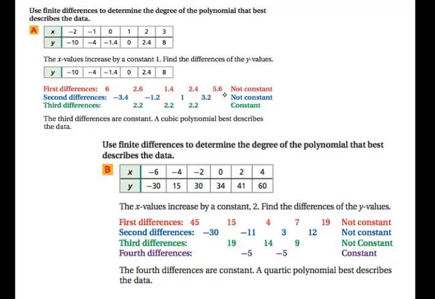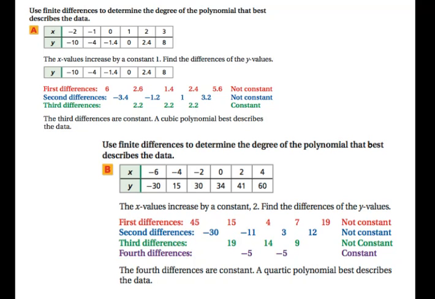So then what we do is go to the second set of differences. 5.6 minus 2.4 is 3.2. 2.6 minus 1.4 is 1. 1.4 minus 2.6 is negative 1.2, and so on. This is the second set of differences in blue, and that's relatively not constant, so it's not quadratic. So then you keep going, and you do the next set of differences, and you find out that this is constant. So that means this would fit a cubic polynomial. That's what would best describe these data points.